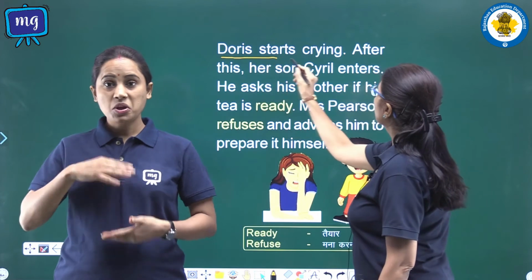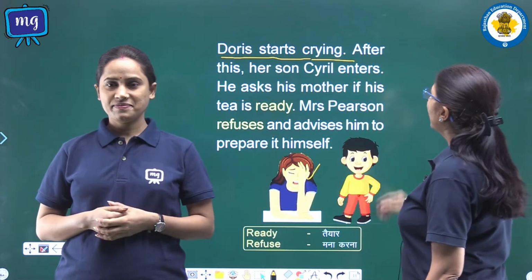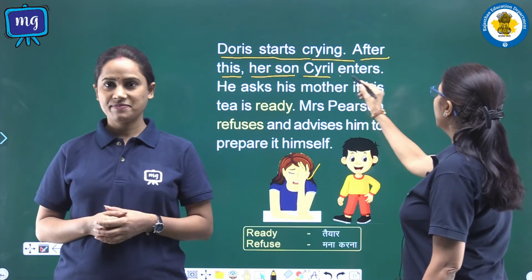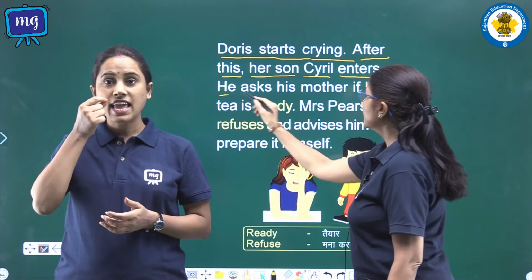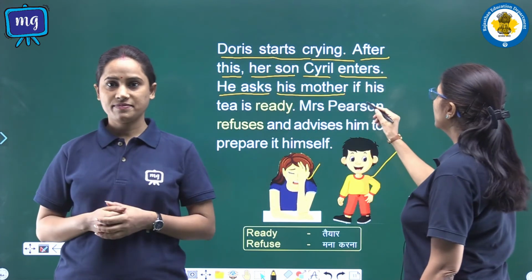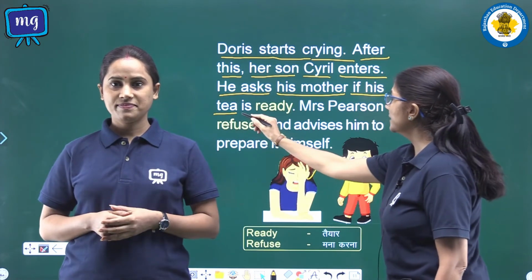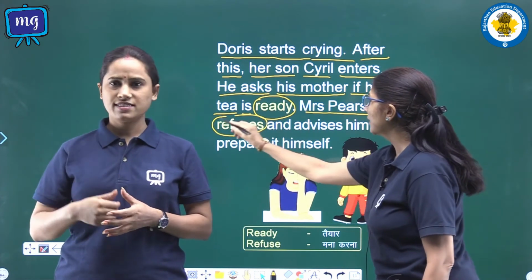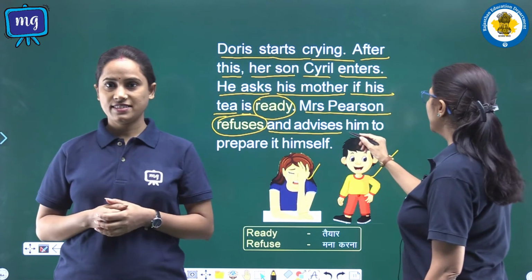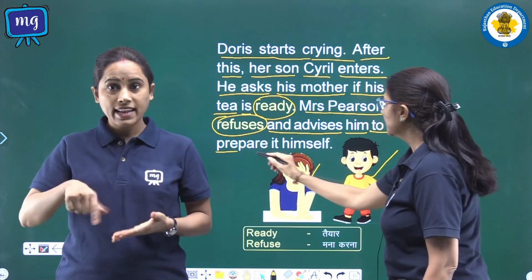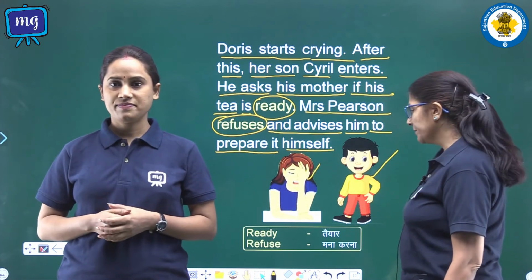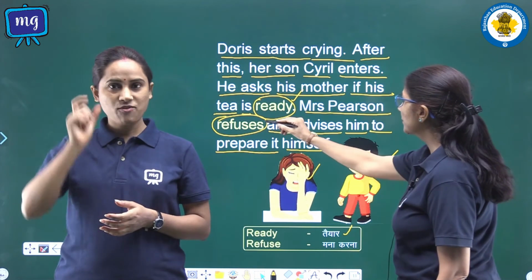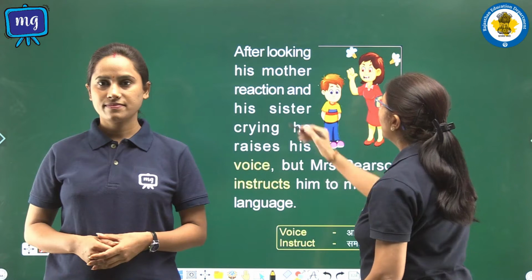Doris starts crying. After this, her son Cyril enters. He asks his mother if his tea is ready. Mrs. Pearson refuses and advises him to prepare it himself. Word meaning: ready, तैयार. Refuse, मना करना.